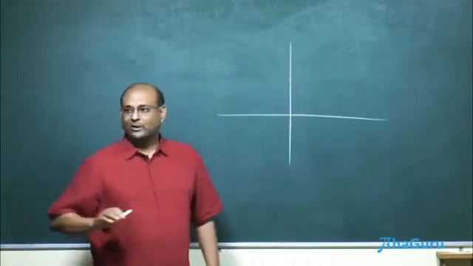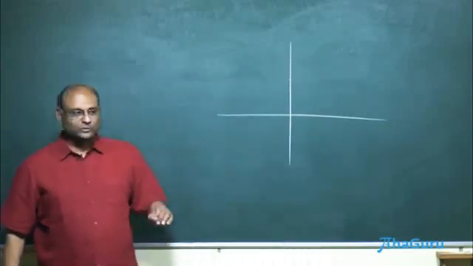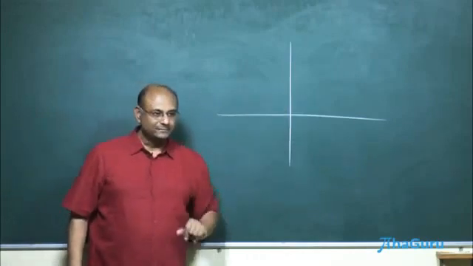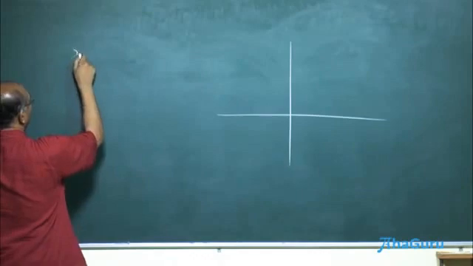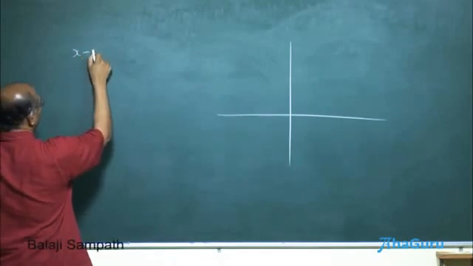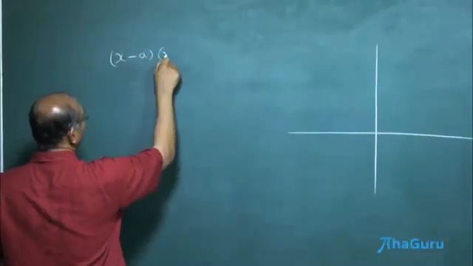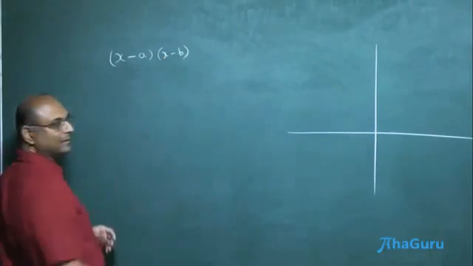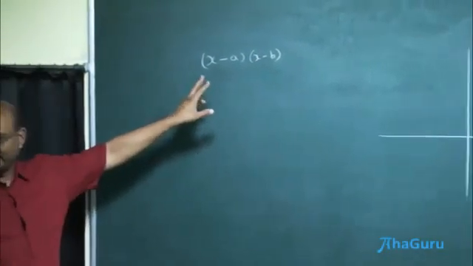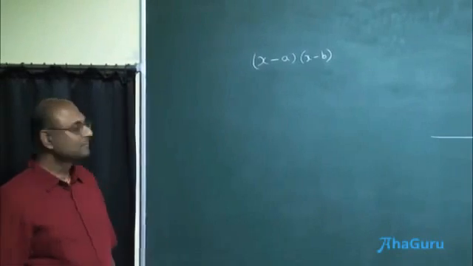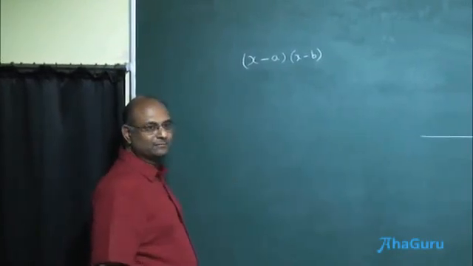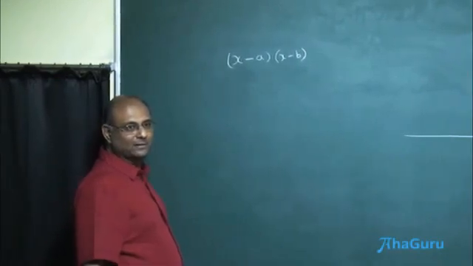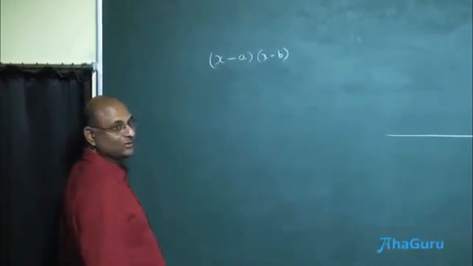You know that any quadratic, if it has roots a and b, you can write it like this, right? A quadratic with roots a and b, you can write it like this. But this is not all possible quadratics with roots a and b, or zeros a and b, because you can multiply this by any constant you want.